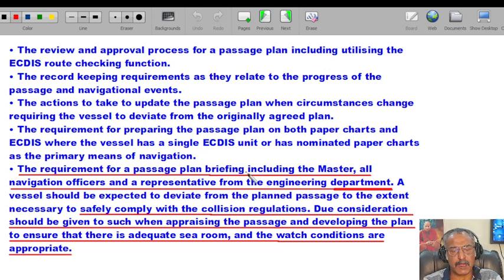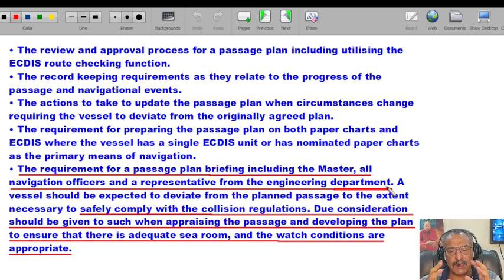The requirement for a passage plan briefing includes the master, all the navigating officers, and a representative from the engineering department. That means when we are doing the passage plan meeting, pre-arrival or pre-departure, the master and all the navigating officers are mustered on the bridge, along with, as I had been doing, the chief engineer and second engineer, because one of us is there for the maneuvering, keeping their work and rest hour timing. So these two key personnel from the engine room shall also be present when the master is detailing the passage plan along with the navigating officer.